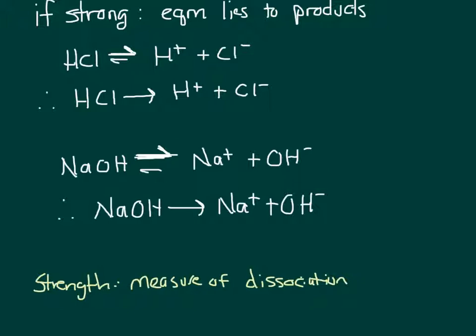So if we have HCl, which is a strong acid, we do have an equilibrium where it dissociates into hydrogen and chlorine ions. But as you can see, that equilibrium arrow strongly favors the product side. Therefore, when we're representing strong acids and strong bases, we just use a straight arrow instead of an equilibrium arrow, showing and assuming we have what is called full dissociation.